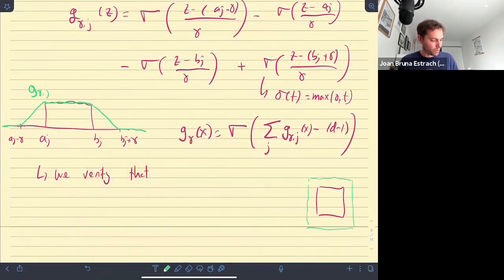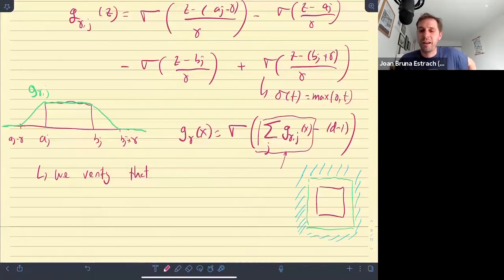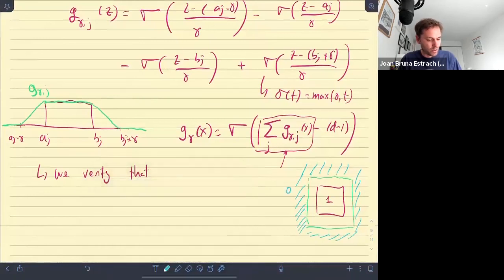Right? So this function, dj, is going to be zero outside, because the only possibility for this term inside to be non-zero is that this sum needs to be bigger than d minus one. So it means that I need to actually be inside the rectangle at least d times. So this thing is going to be zero outside, it's going to be one inside, and it's going to be something in between in the transition. And again, the size of this transition is of the order of gamma.